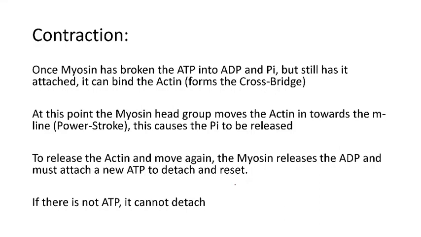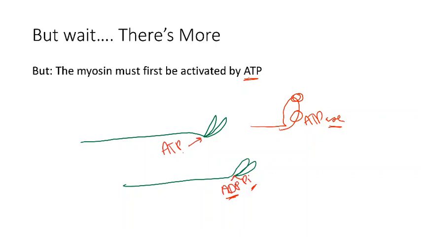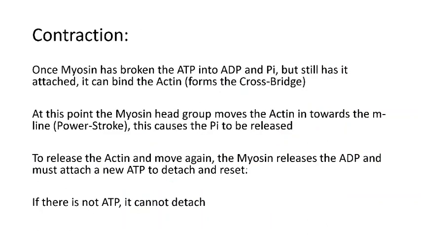Then it can bind actin, but let's go back to here. It cannot bind actin until it has this broken piece. If it's an empty binding site, it cannot bind actin. It has to have these two pieces attached. It's kind of an allosteric regulation so that it can bind to the actin. So skeletal muscle is all about allosteric. Calcium attached allosterically, myosin is activated allosterically.